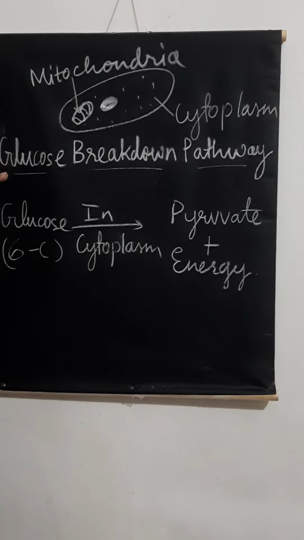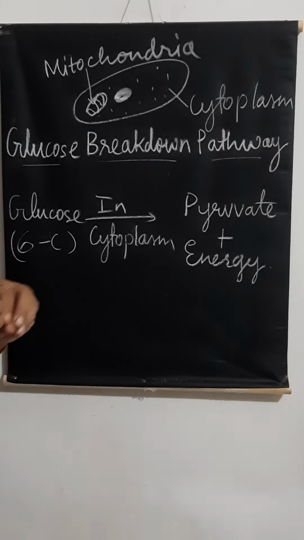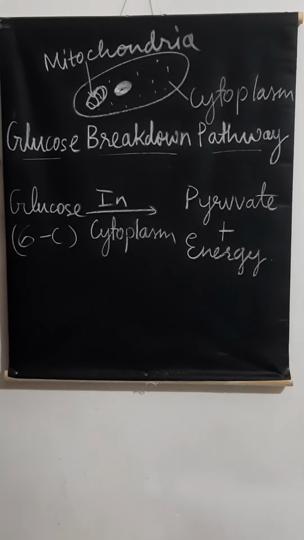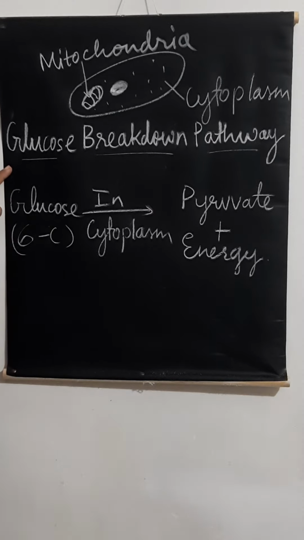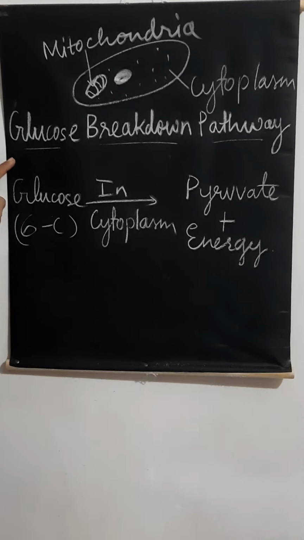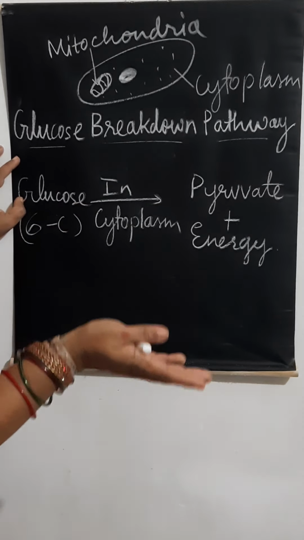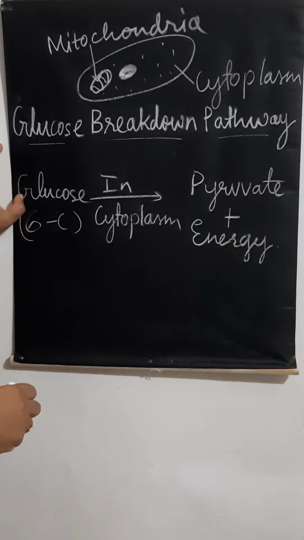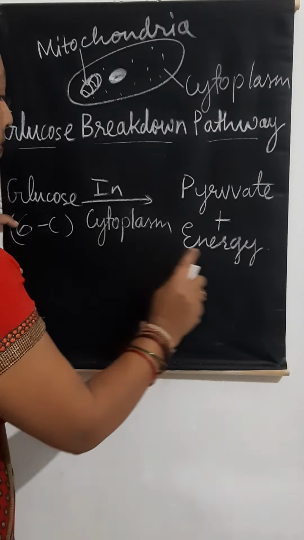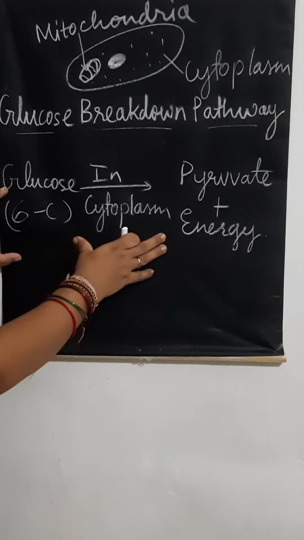Now we are going to learn about glucose breakdown pathway, means what are the different ways where glucose is broken down to release energy. We have previously learned that respiration is, what is respiration? It is a process where glucose is broken down to release energy, and it can be broken down in presence of oxygen or in absence of oxygen. But whether it is aerobic or anaerobic, this phase is common in all. This is the first stage of glucose breakdown.